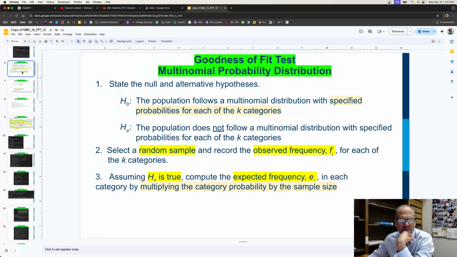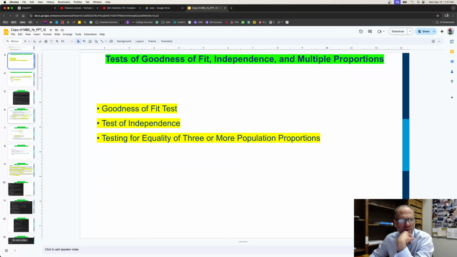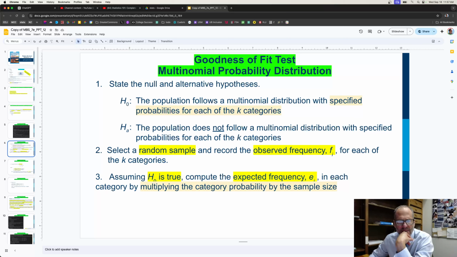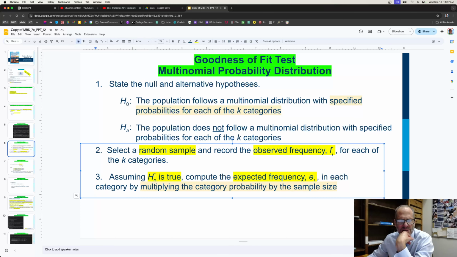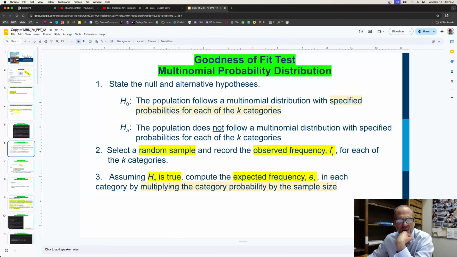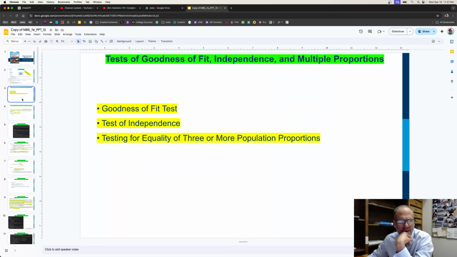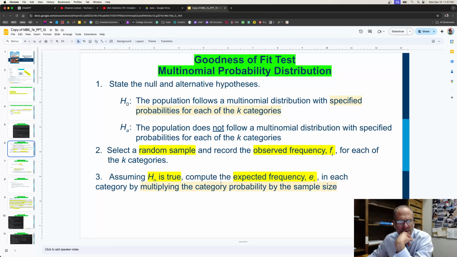And if you go back up and look through our notes, we had stuff about expected and observed. I'm just looking to see where, oh, here we go: a random sample, record the observed frequency, and then compute the expected frequency. So we're assuming the probability distribution, the current state, is true. That's just an assumption that this is really the market share, that it is 30, 50, 20. Once we make that assumption, we calculate the expected frequency by multiplying the category probability by the sample size.